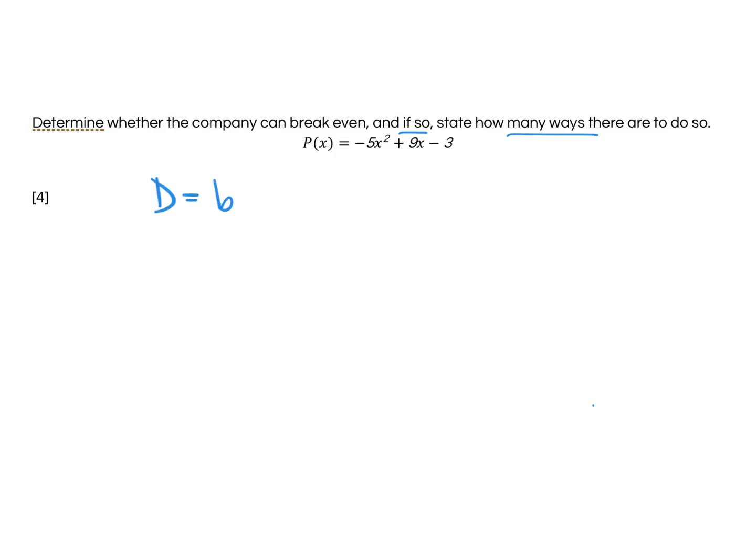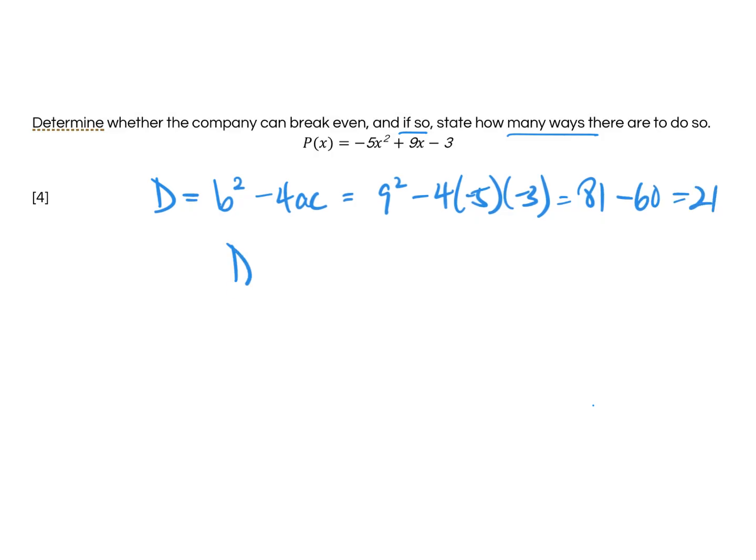So D equals b squared minus 4ac. Substituting those values in, I get 9 squared minus 4 times minus 5 times minus 3 equals 81 minus 20 times 3, so 60, equals 21. Our discriminant is greater than 0, therefore there are 2 ways to break even.